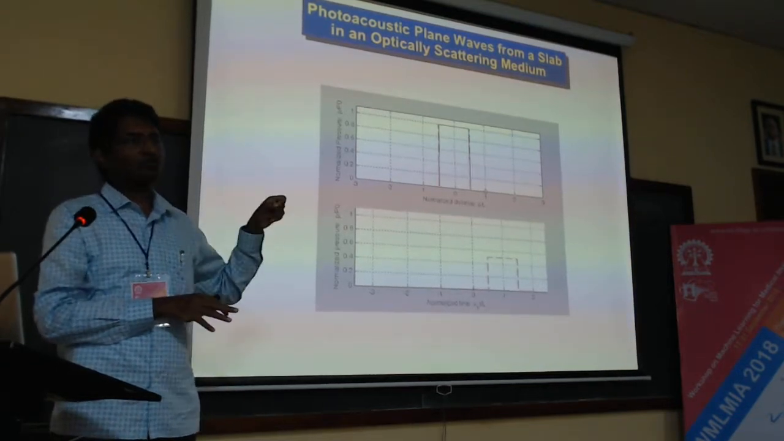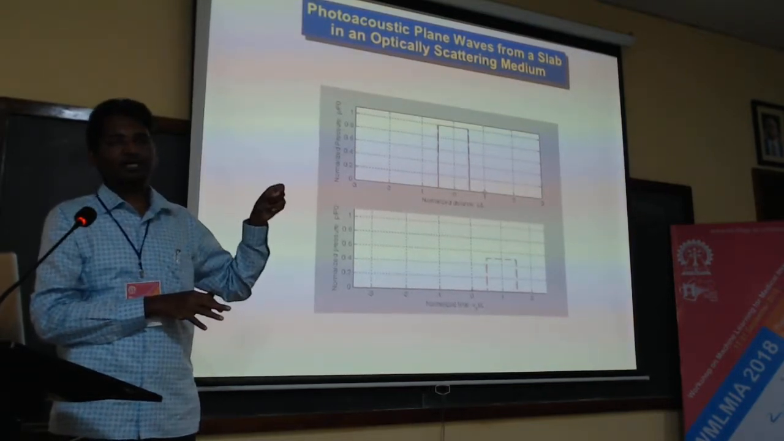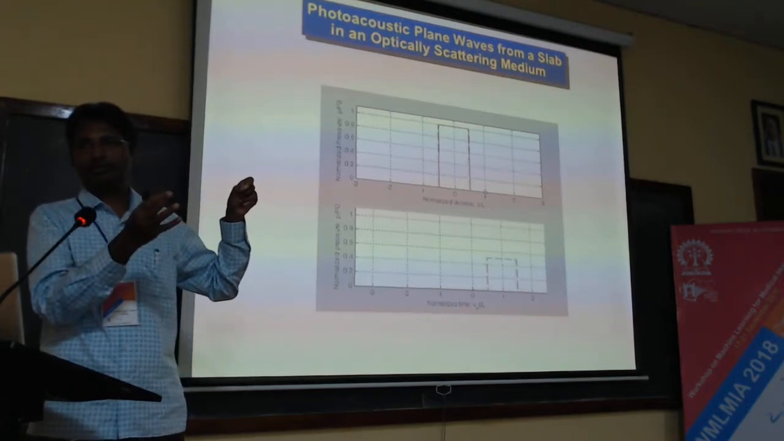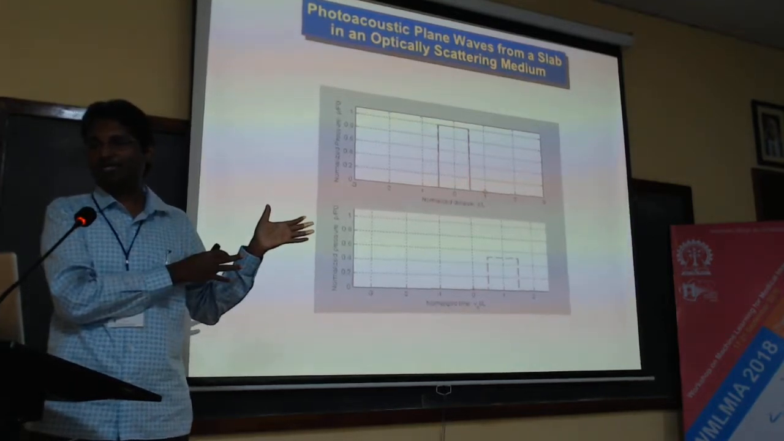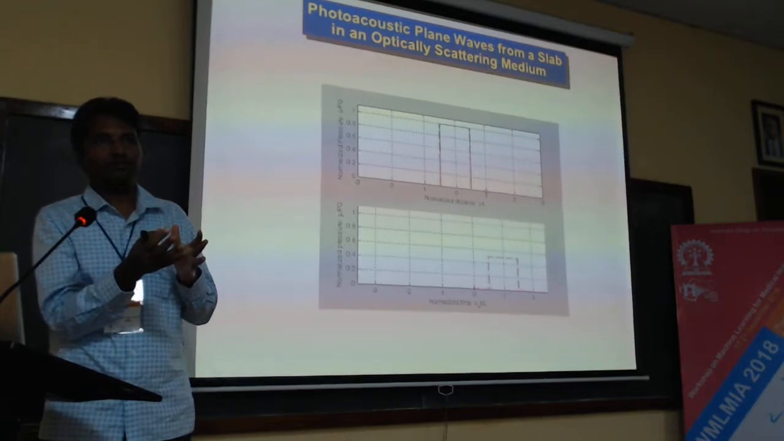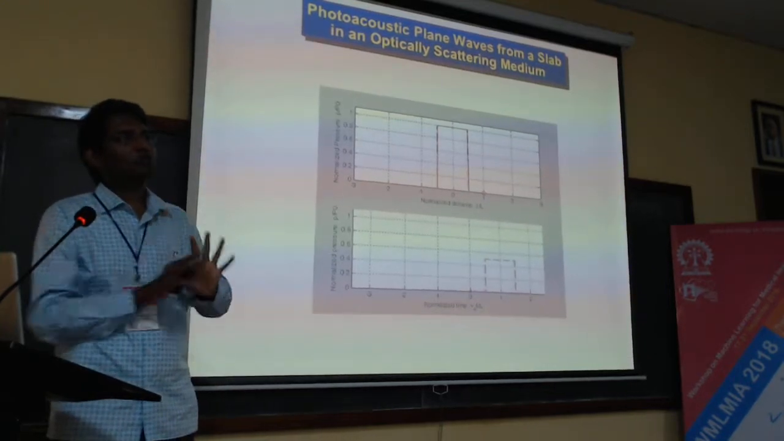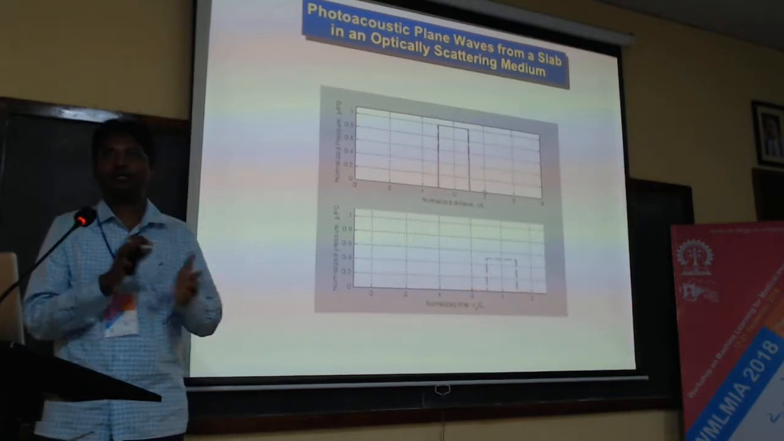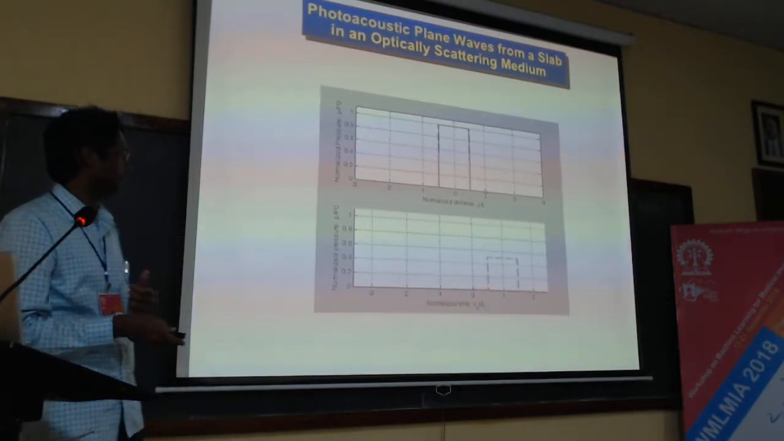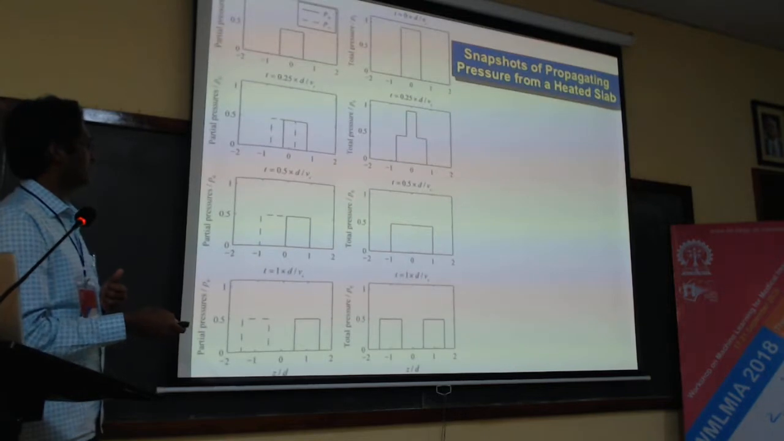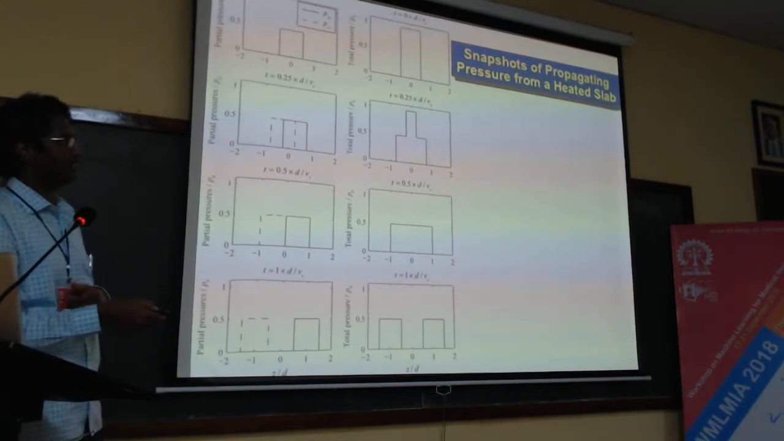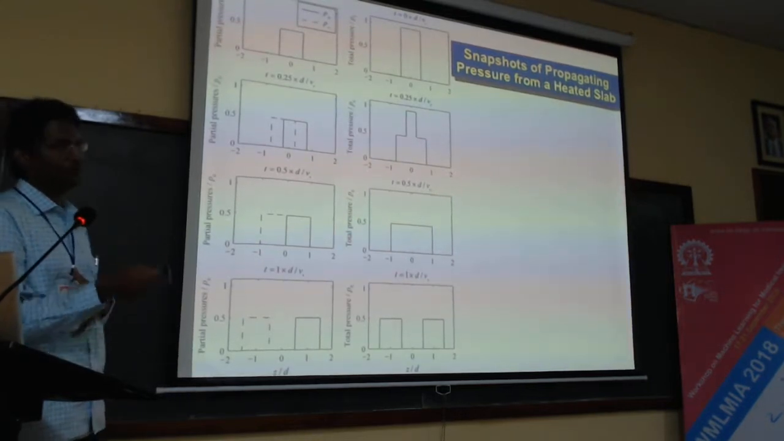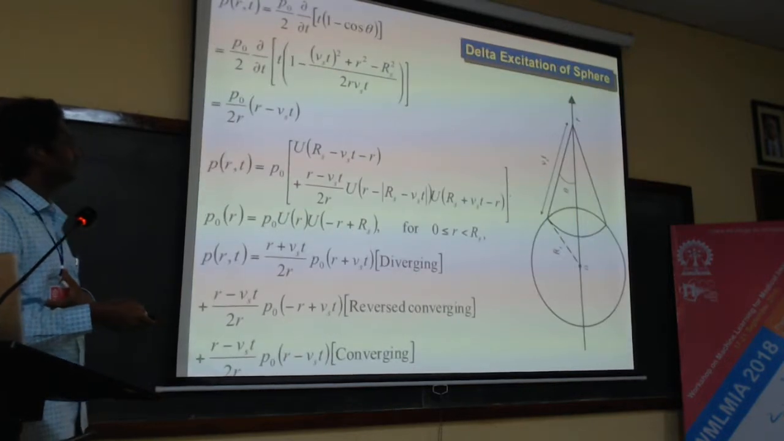But if it is slightly off-centered, this pressure wave is going to reach the detector. For one side it's going to come faster, the other side is going to come a little later. And then we are talking about superposition of everything. That is something you have to understand, that it is a linear combination of all the sources which are present. Again, when we talk about the slab, how is this propagating pressure from the heated slab going to come out.